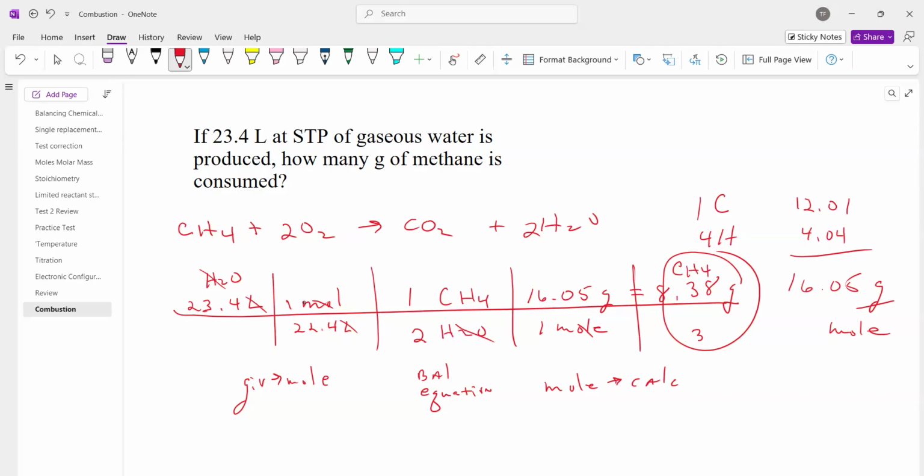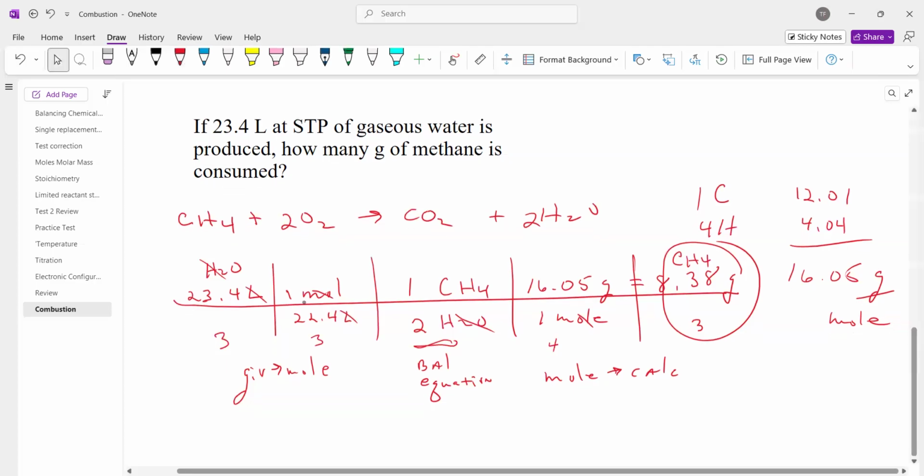Oh, sig figs. Yeah, so this is a three. Okay, so I'm going to do one more, then we're going to break for dry lab.